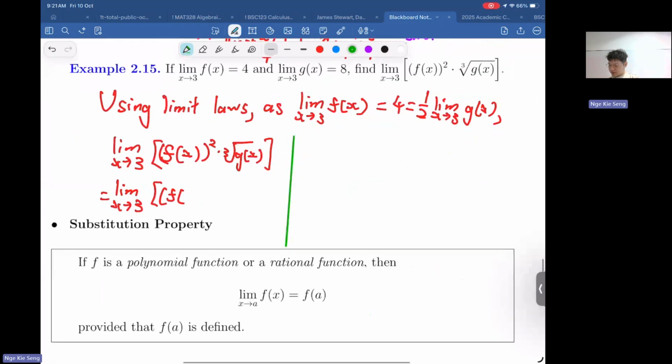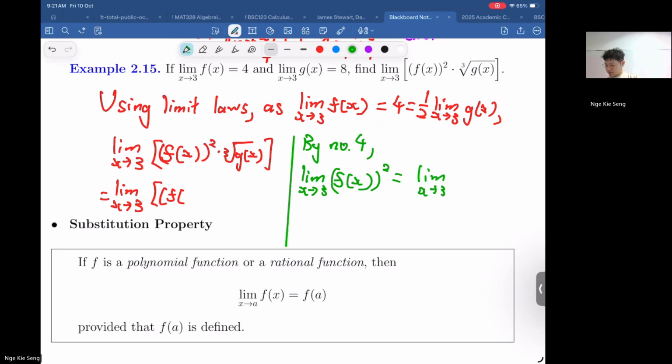By number 4, we know that the limit as x goes to 3 of f(x) squared is the square of the limit of f(x). So this is 4 squared, which is 16. And then how about the root?